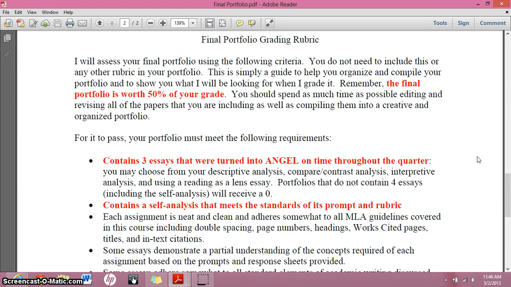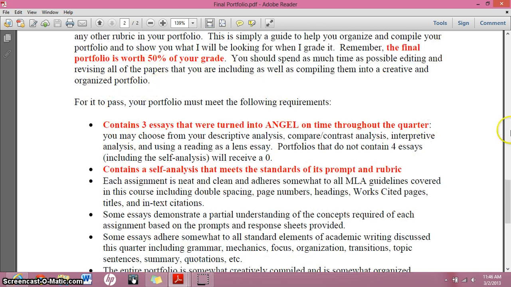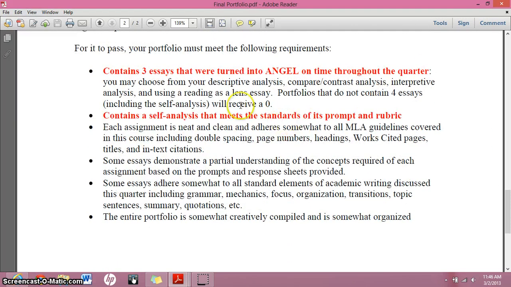So here's the rubric for your final portfolio. This is more detail in how I'm going to grade you. Again, 50% of your grade, very important. So the major requirements are that you have the 3 essays that you turned in throughout the quarter. There's 4 of them, you're choosing 3. You have to have 4 essays total, one of which is your self-analysis. So here are the 2 major requirements: 3 regular essays, 1 self-analysis, for a total of 4.